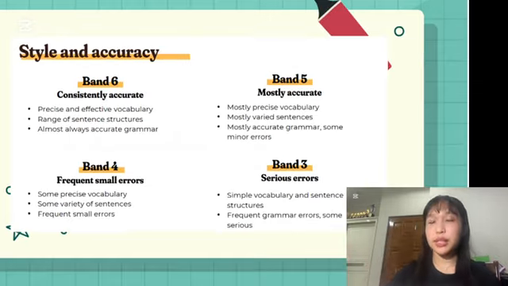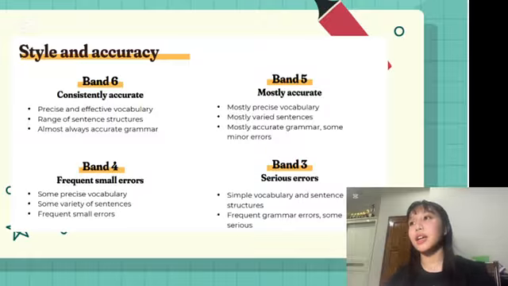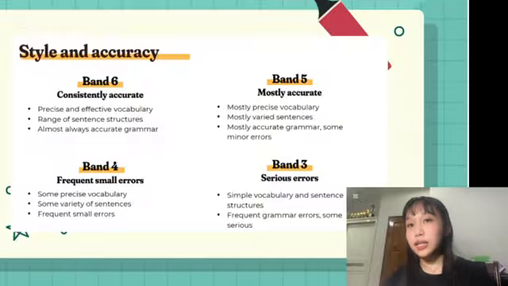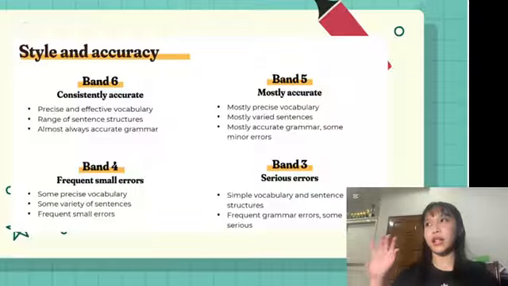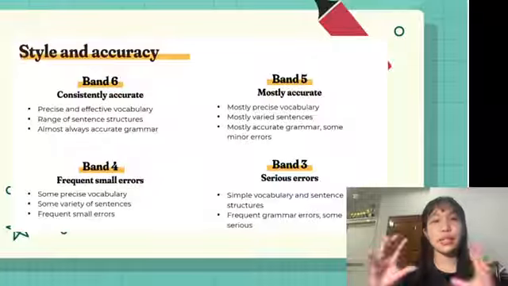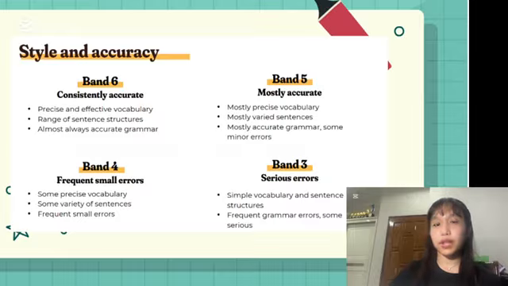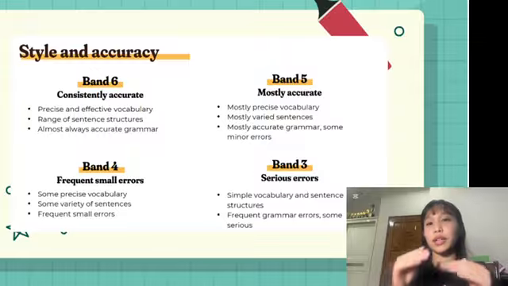Then we have style and accuracy. Now this is relevant for any writing that you have. So band 6 again, it's going to be precise and effective vocabulary. You're not going to thesaurus vomit. What I mean by thesaurus vomit is you're not going to take fancy words to impress the examiner and it doesn't even make sense in your writing. You're using it wrong, for example. That's not going to be effective. That's just going to make you lose so many marks. So you have to make sure that you're using the correct vocabulary in the right context.